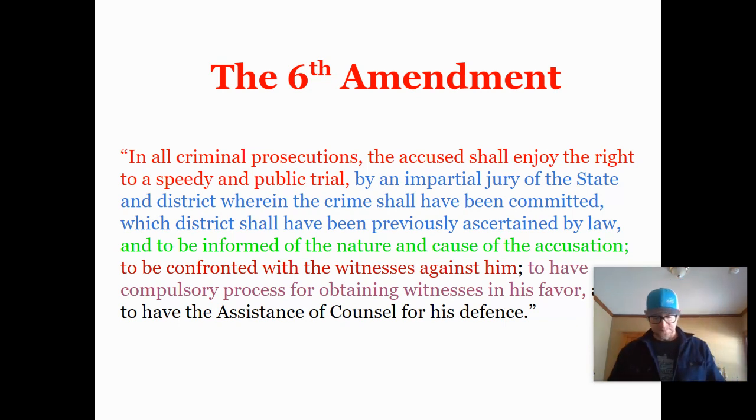In green, we have "and to be informed of the nature and cause of the accusation." That is your habeas corpus rights. So if you're accused of a crime, if you're arrested, you have the right to be brought before a judge and informed of what the charges are. Okay? It actually means "show me the body," so you can't just be hidden away somewhere and no one's ever informed that you were arrested. Okay?